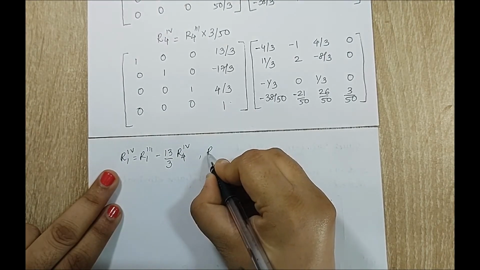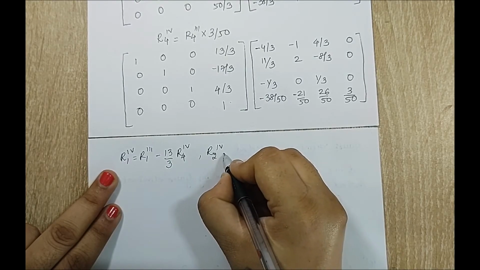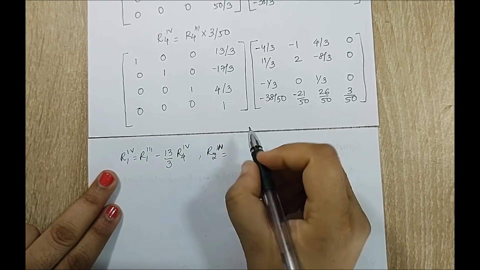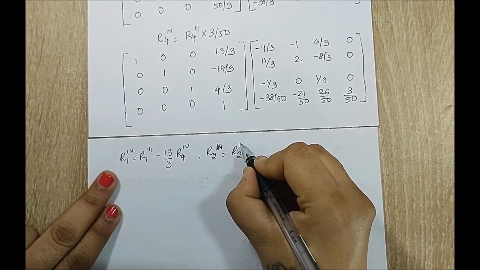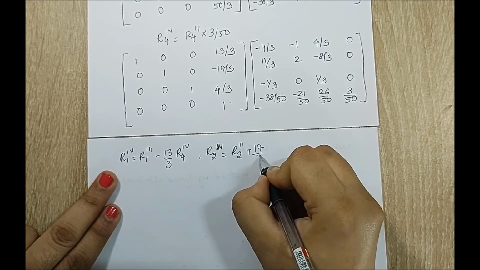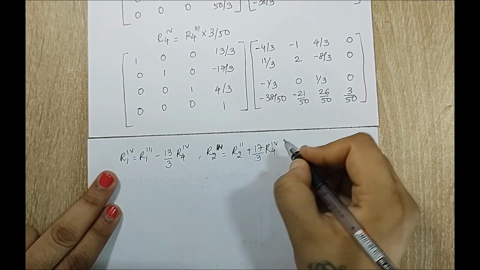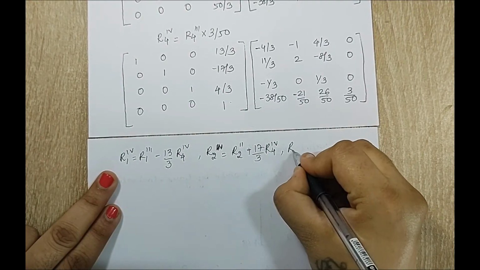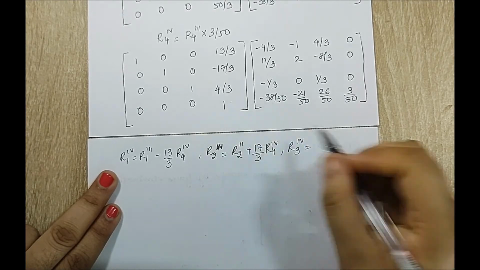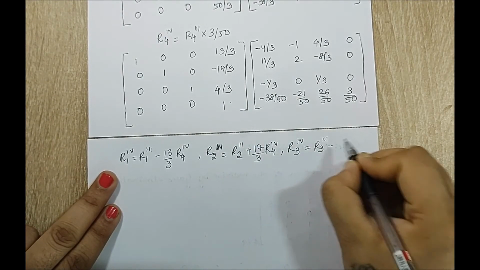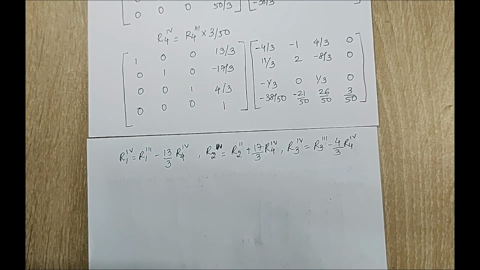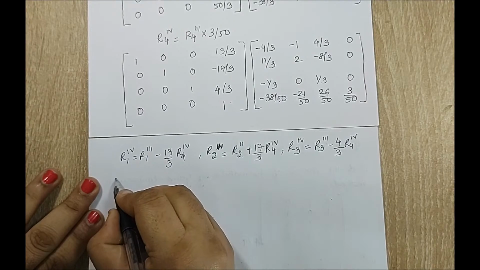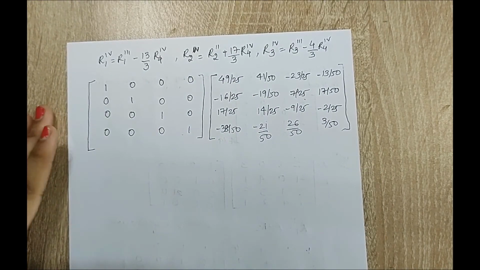Next I'll calculate R2. This will be R2''' because there is one operation less for R2. So R2''' will be R2'' plus 17 by 3 of R4'''', and finally R3'''' will be R3''' minus 4 by 3 into R4''''. So when I simply subtract, I am going to get these values as 0. Now I'll just calculate these values. So these are the values that I get at the end.